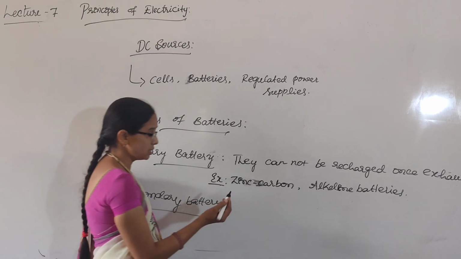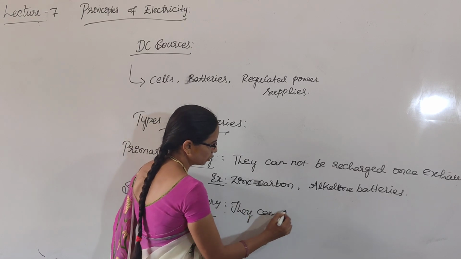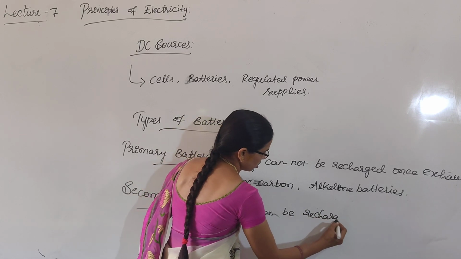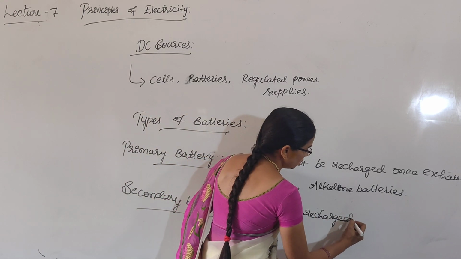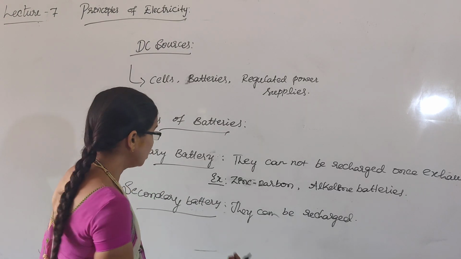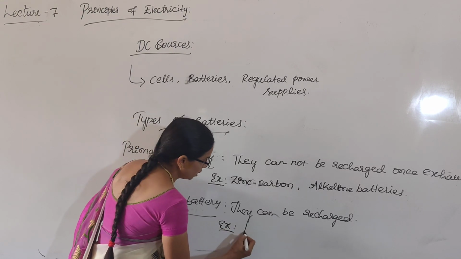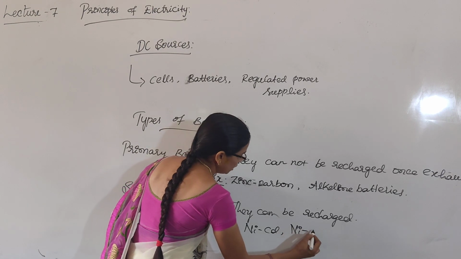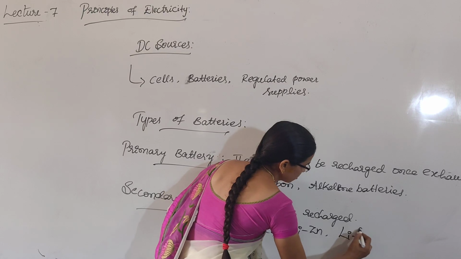Secondary batteries are those that can be recharged. They can be recharged and used many times. Okay. The examples for secondary batteries are nickel cadmium batteries, nickel zinc batteries, or lithium ion batteries.